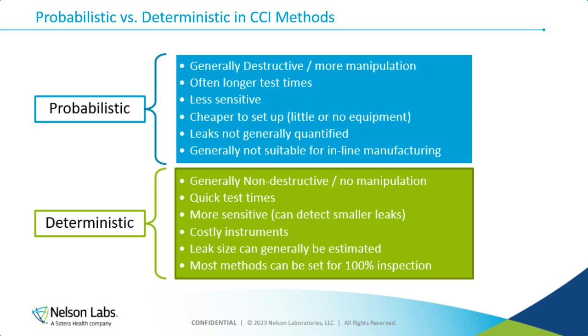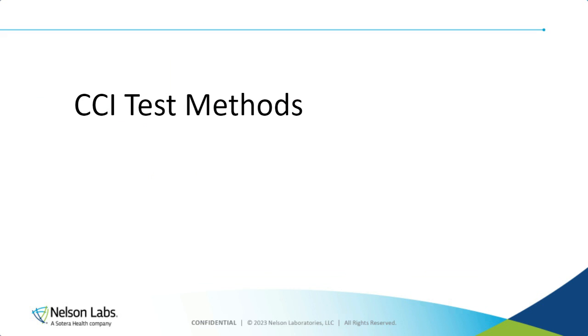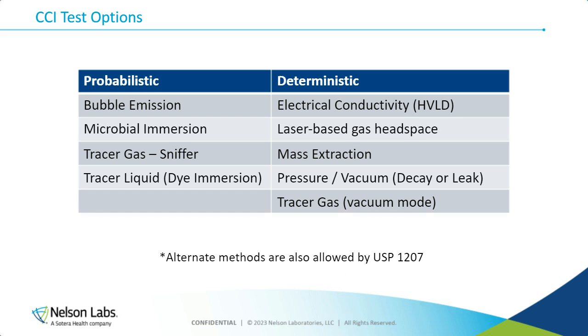And then the last thing is that with a probabilistic method, in a pass-fail type of test, you really have no way to have any idea how to quantitate maybe leak size. Whereas with deterministic methods, because I'm getting a measurement, sometimes it is possible to tell roughly what your leak size is. So in all ways, we really do prefer those more sensitive, those faster, those better deterministic methods.